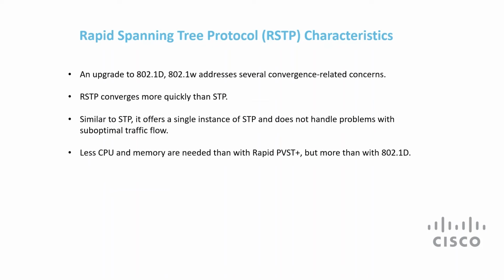Moving toward faster convergence times, Rapid Spanning Tree Protocol, RSTP, is defined by the IEEE 802.1w standard and also serves as an evolution of the original STP. RSTP significantly improves network recovery times after topology changes. If network uptime is your number one priority, you may want to select RSTP.